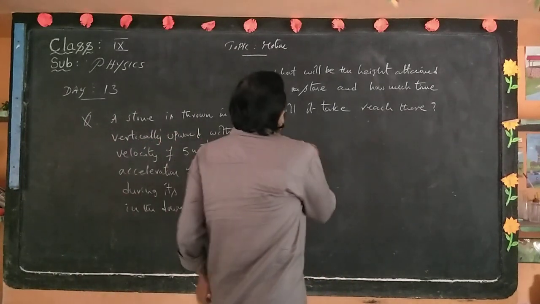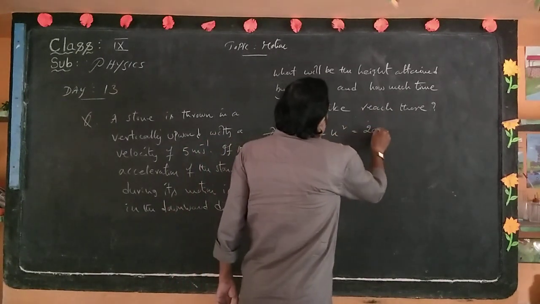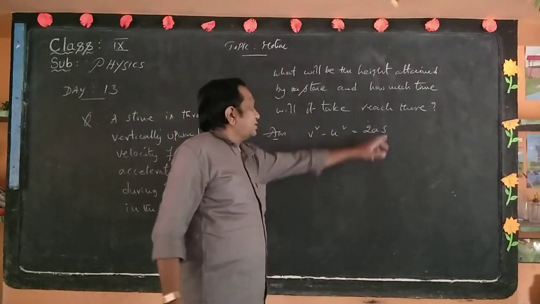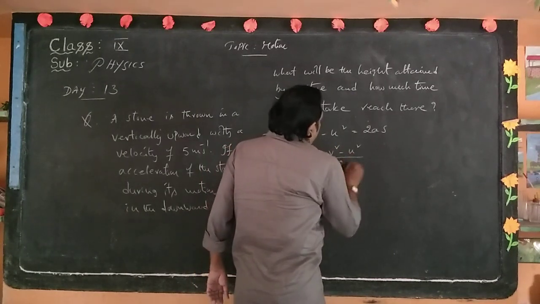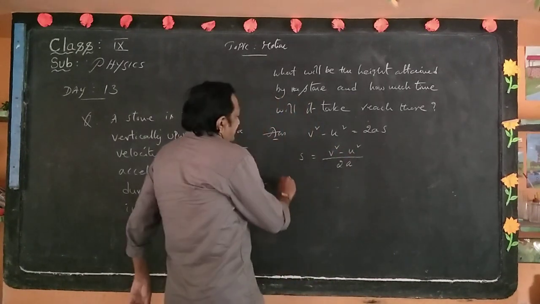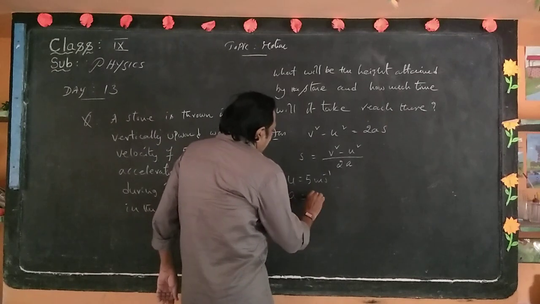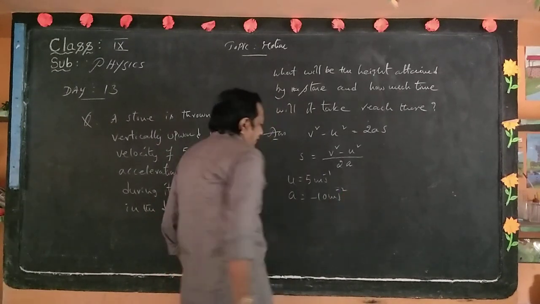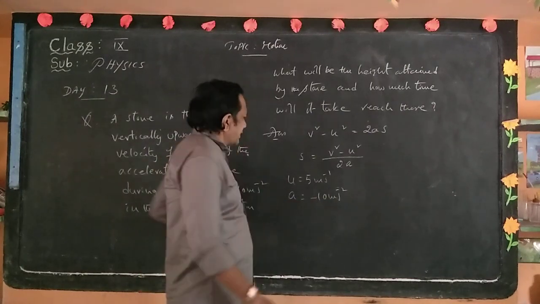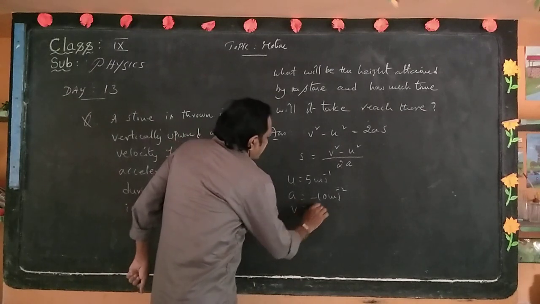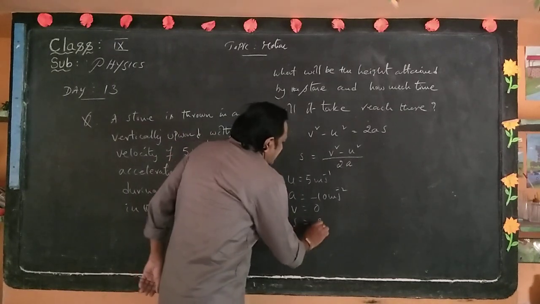Okay. So first we have to apply the formula v square minus u square is equal to 2as. So in this to calculate the distance, s is equal to v square minus u square by 2a. Now in this initial velocity u is 5 meter per second. Acceleration a will be taken as 10 meter per second square. Minus value to be considered. Why? Because it is in opposite direction. And final velocity v will be taken as 0.